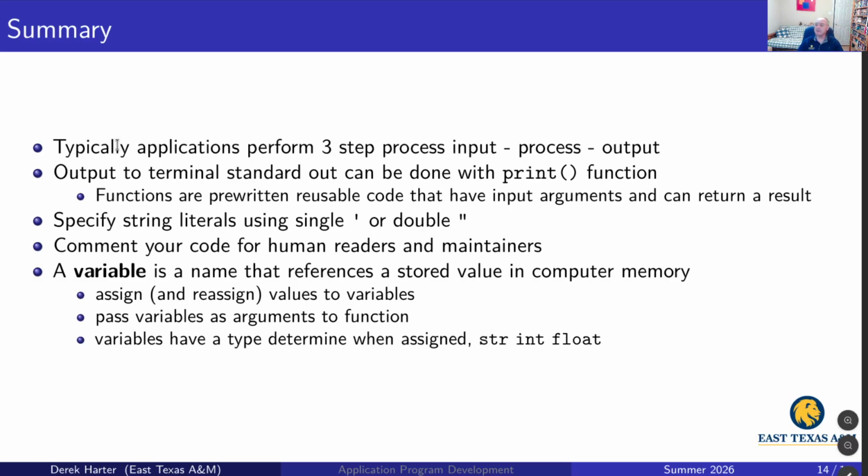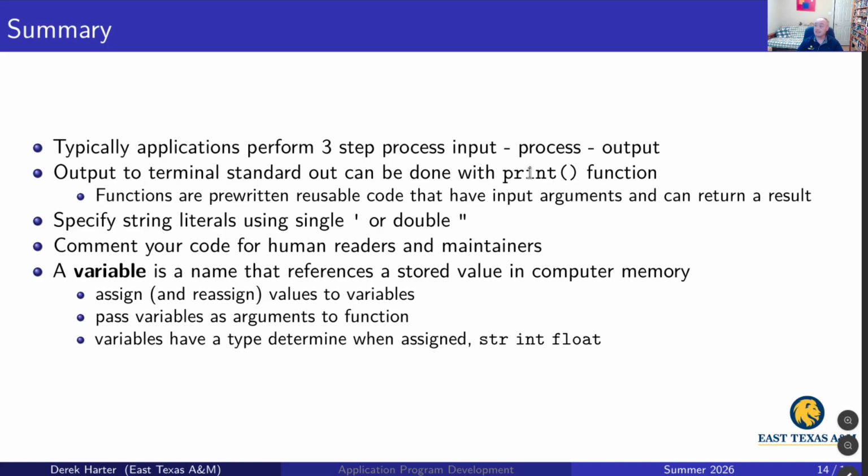Okay, so that's basically it for this video, the first part of chapter 2. Just to summarize some of the stuff that we covered in this video, typically applications that you build perform a 3-step process, and they actually do this repeatedly, which I may not have mentioned. So we get some input, we process it, and then give the output results. Then we might keep doing that for some new input. We only really talked about output and variables in this video.